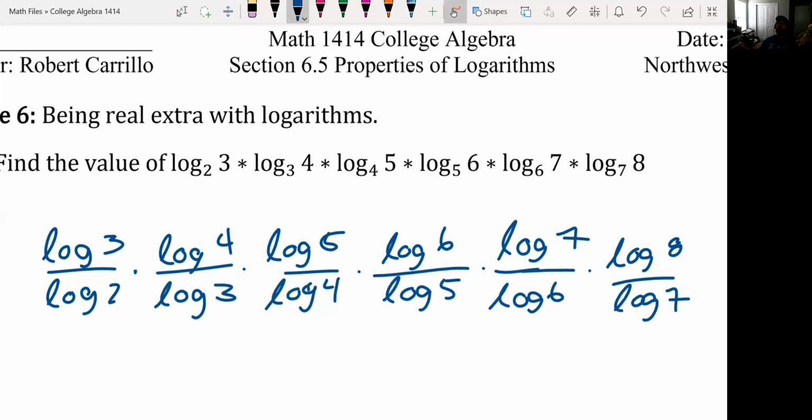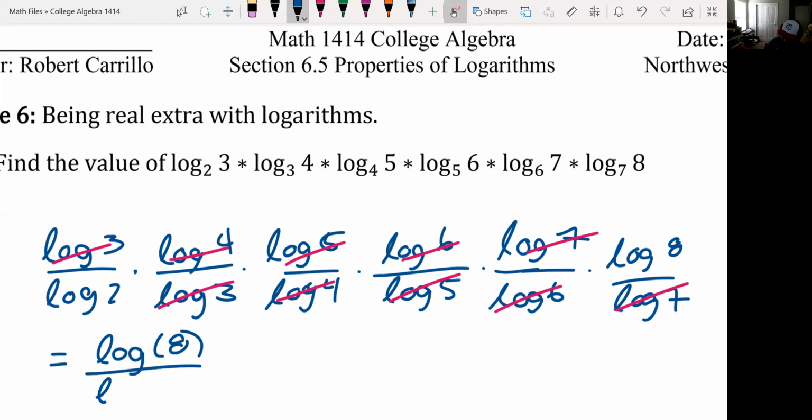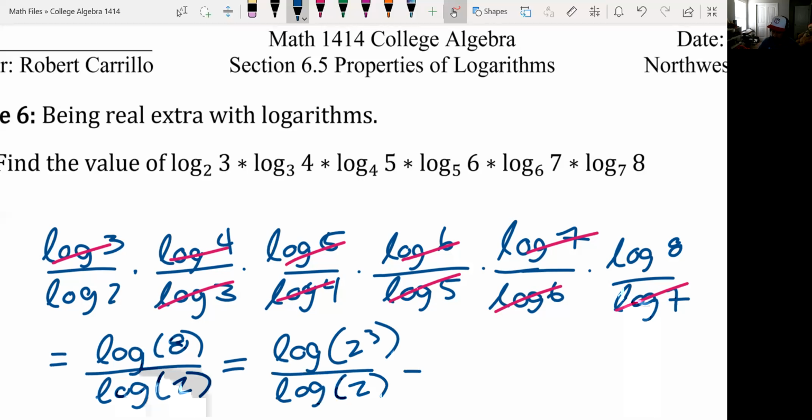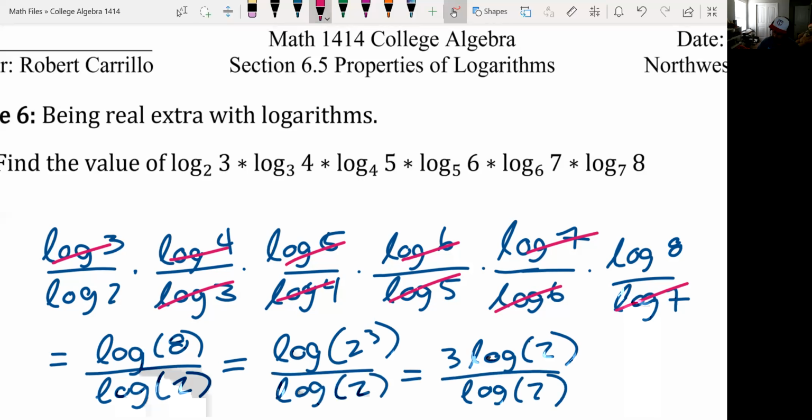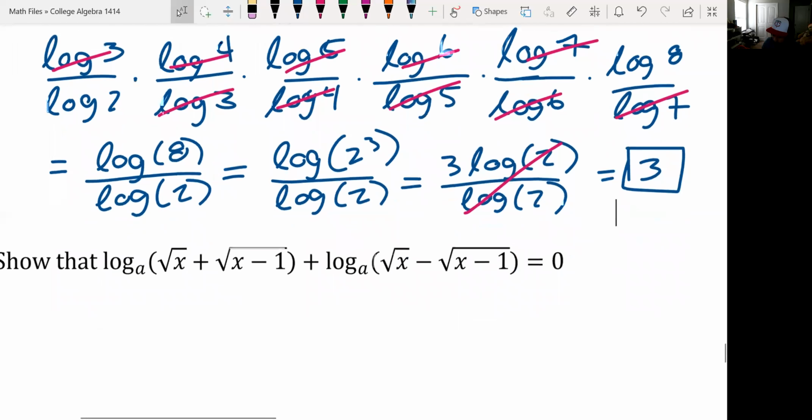Oh, good times, right? And now we have multiplication of fractions, and we see that cancel, cancel, cancel. Look at that. And what we're left with is log 8 over log 2. And you could do reverse change of base on it, or we can have more fun and say that 8 is also 2 cubed over the log of 2, which becomes 3 log 2 over log 2, which cancel, and our final answer is just 3. Oh my goodness, so much fun, right? It's too much fun, too extra, okay?